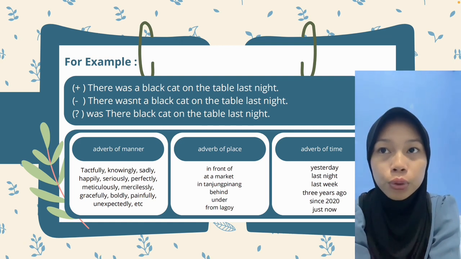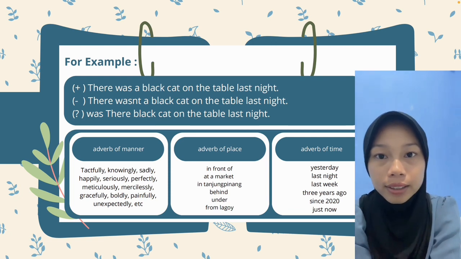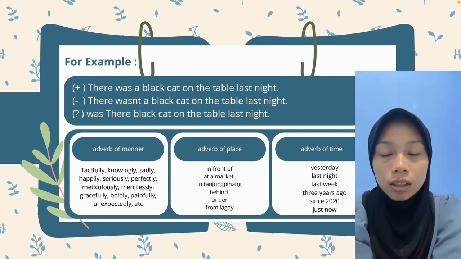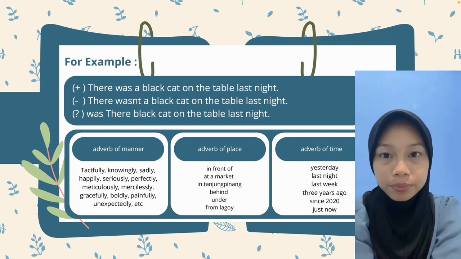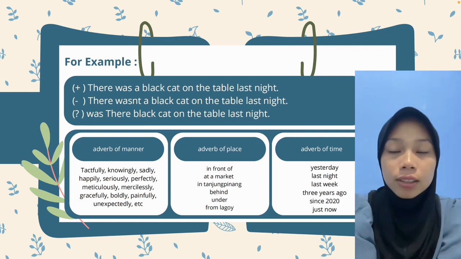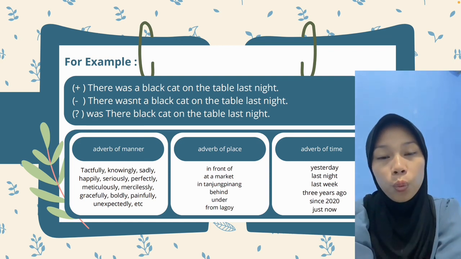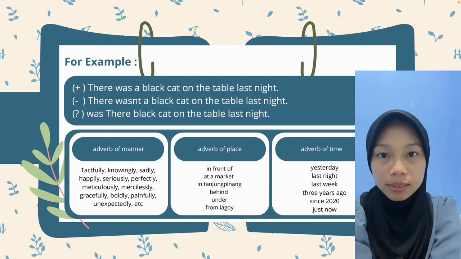So if there are many cats, you must use were. But if there is just one cat, you just use was. And the last is the interrogative sentence. Was there a black cat on the table? So the first one is copula first.